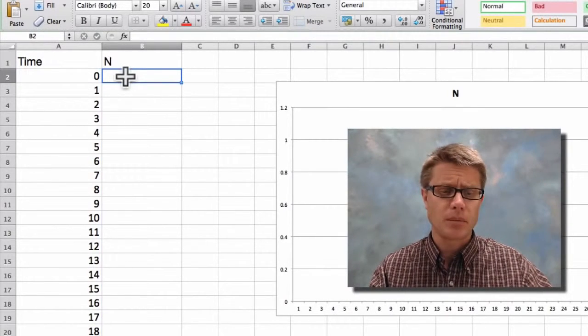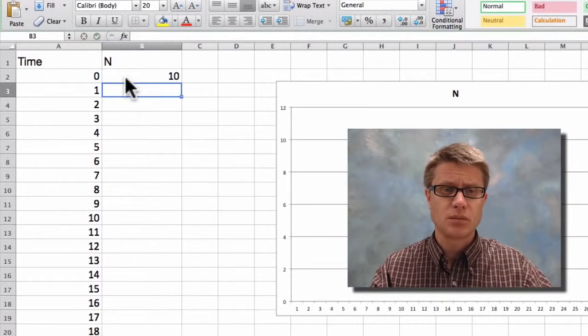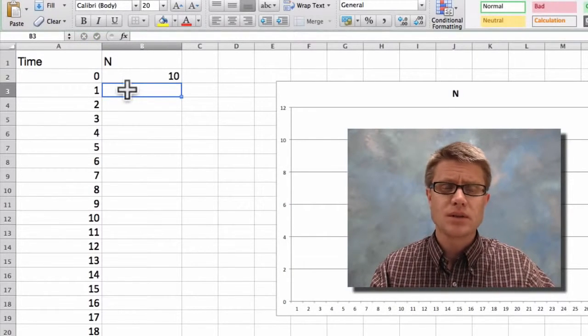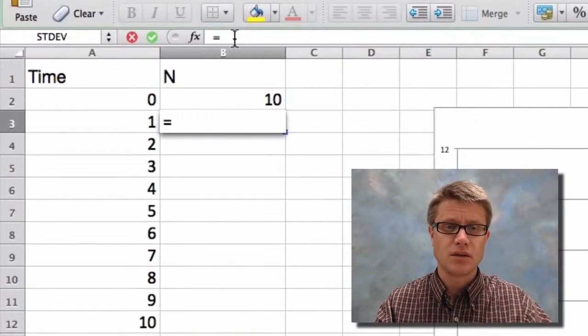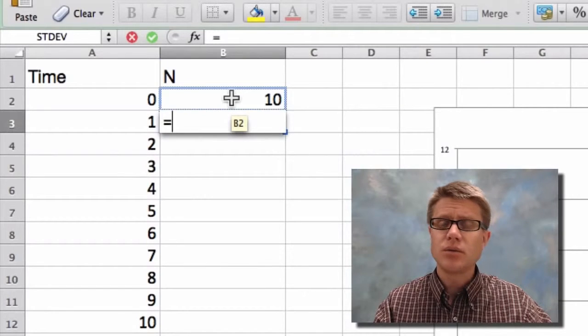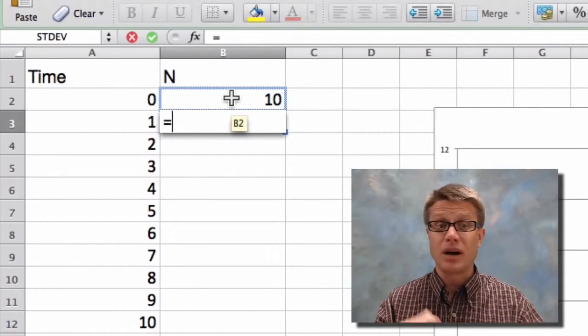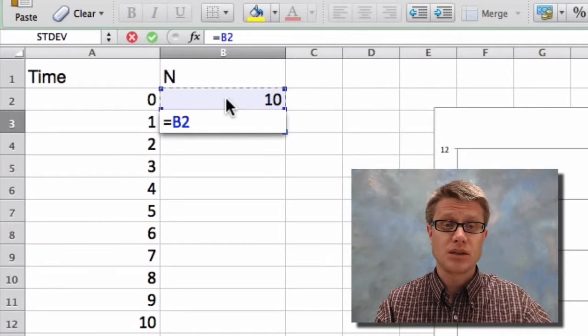Now what's our original population? That's going to be 10. So I'm going to just put that in to start with. Now what's the next population? I'm going to put a formula in this box, and to do that I'm just going to put an equal sign. You can see the formula right here. And so what did we do? Remember, we're going to take the original population, so let me click on that. So that's going to be 10.